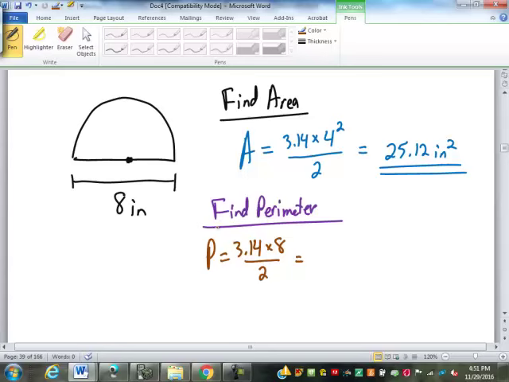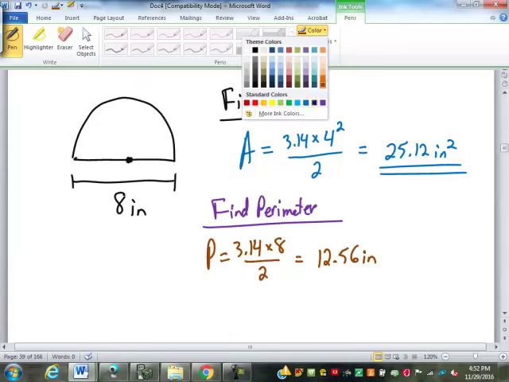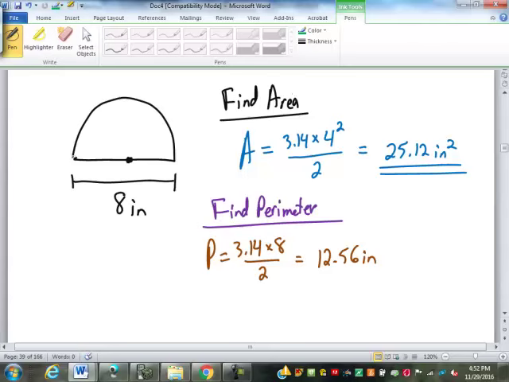So we would look at the circumference, which is pi times diameter. So 3.14 times 8 divided by 2, which is 12.56 inches. How many of you came up with that for your answer? What do I still have to do? That would give me this distance here. To get the full perimeter, I'd have to add in that 8 inches across the diameter. So the full perimeter of that would be 20.56 inches.